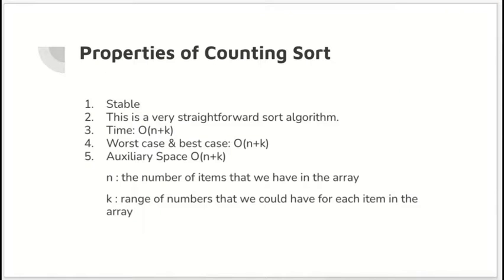The first property is that it is stable, and the second is that it is a very straightforward sorting algorithm. The third one is time, which is big O of n plus k, and the worst case and the best case are also big O of n plus k. And the fifth one is space, big O of n plus k. The n is the number of elements that we have in the array, and the k is the range of numbers that we could have for each element in the array.